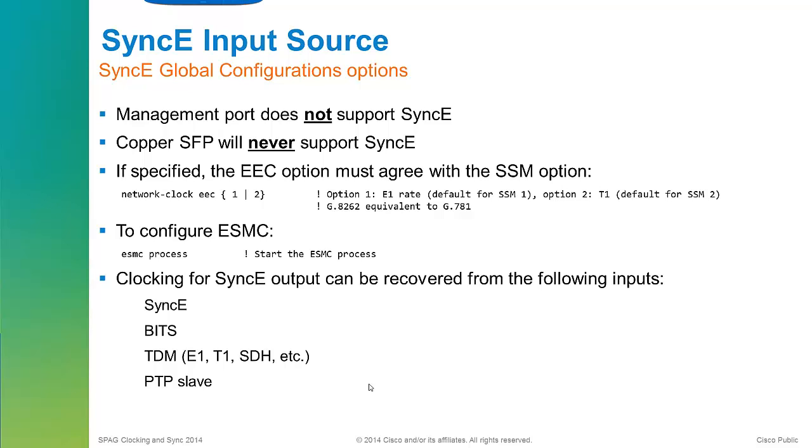Then the first thing we need to do after that is to turn on ESMC, and we just do that with a simple configuration command. It's got to be put in a configuration mode called ESMC process. And then once you've got your SyncE, you can configure clocking for output. You can take output for SyncE and generate it based on it being recovered from one of these inputs. You can take it in from SyncE, from BITS, from TDM, or from slave, condition your local oscillator, and then put SyncE output based on your local oscillator. And that's what we'll go through now.